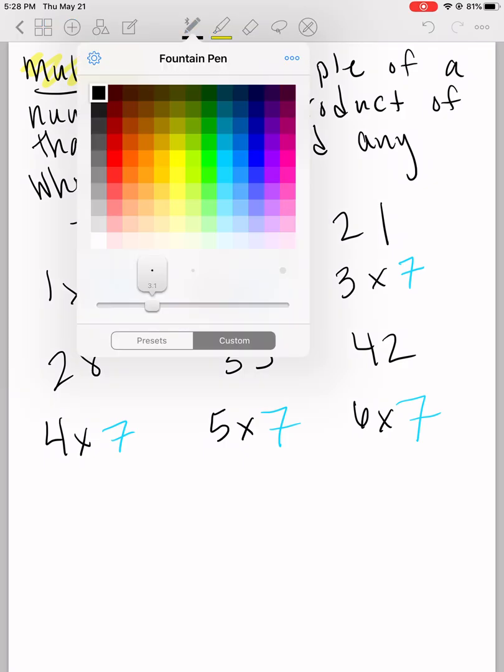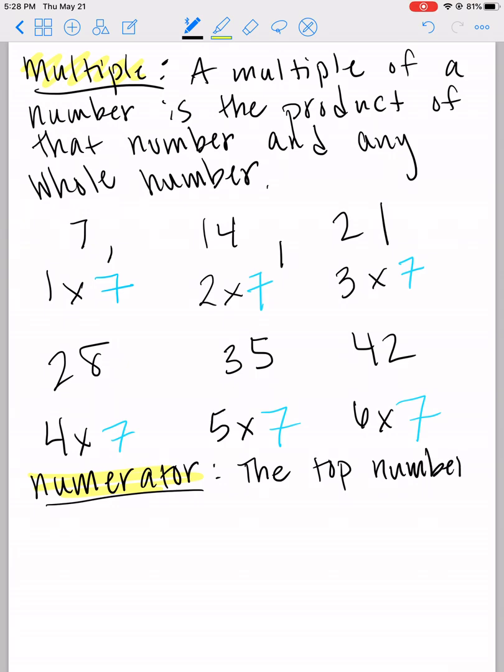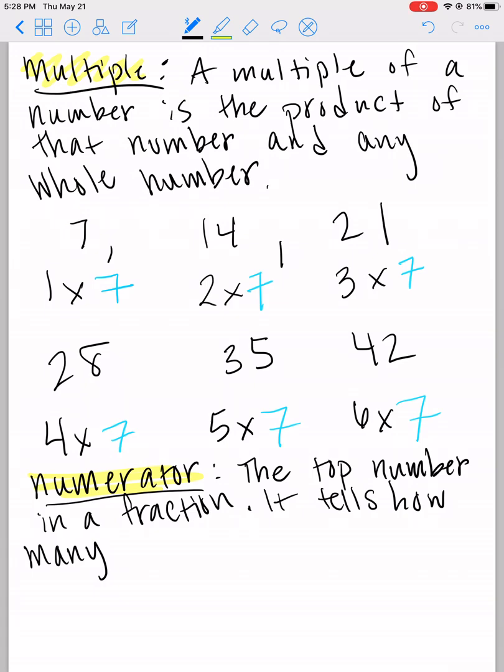And then we've got numerator. You know what a numerator is. It's on the top. Let's highlight it. The top number in a fraction. It tells how many of the equal parts are being used.